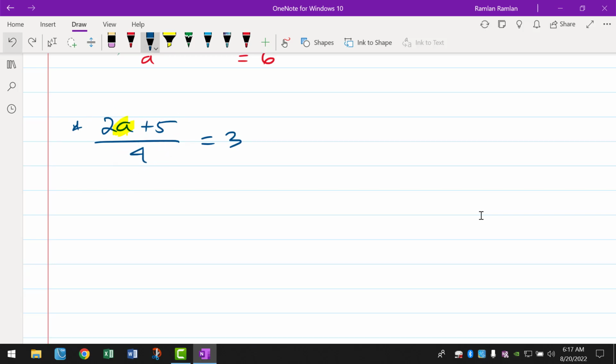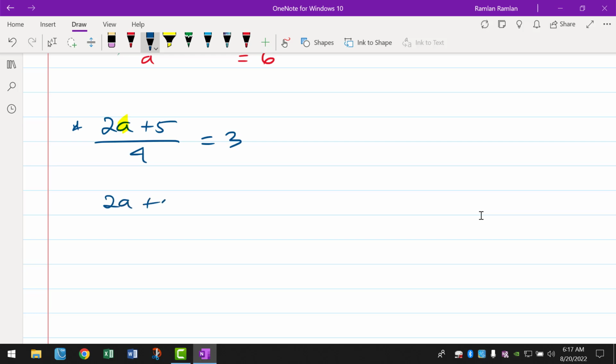Okay, so the easiest way to do this, guys, if you have a fraction, is to get rid of the fraction first. I mean, the denominator first, okay? And here the denominator is this guy, right? So it's being divided by 4. So you do the opposite operation of a division, which is multiplication.